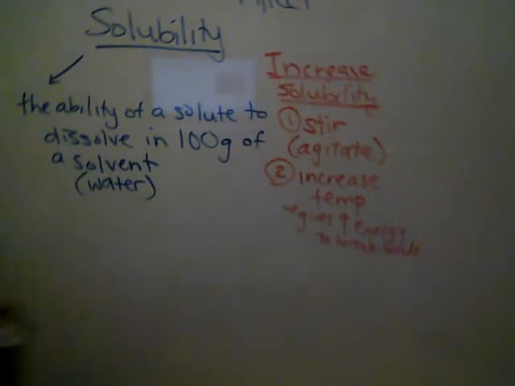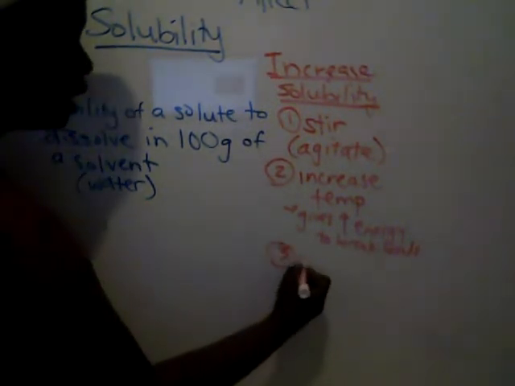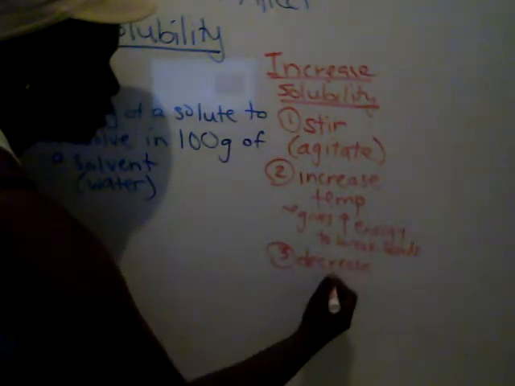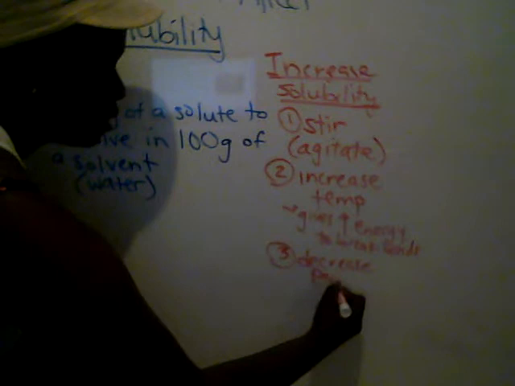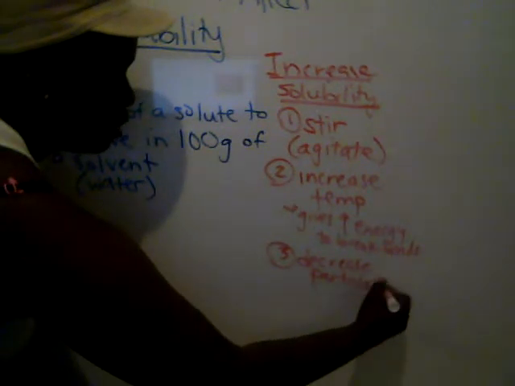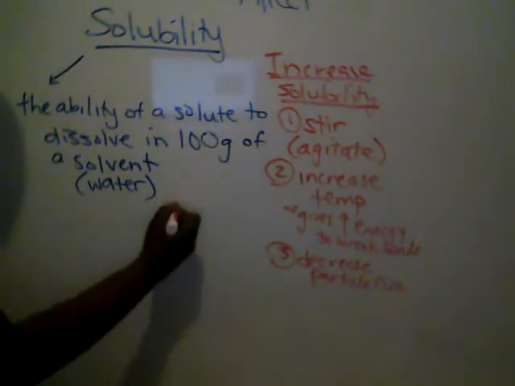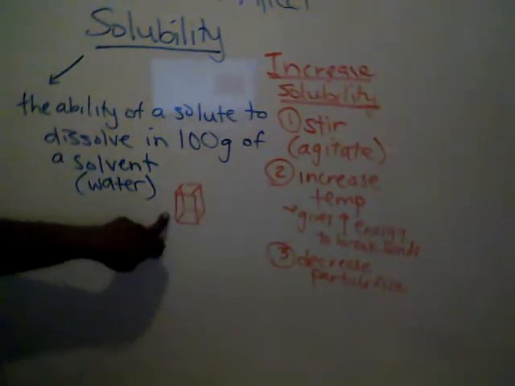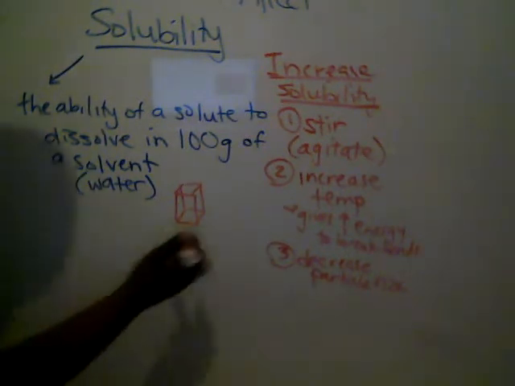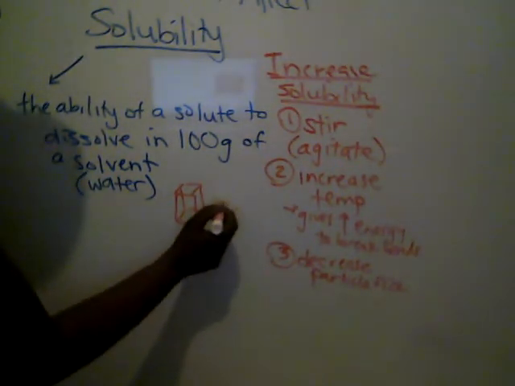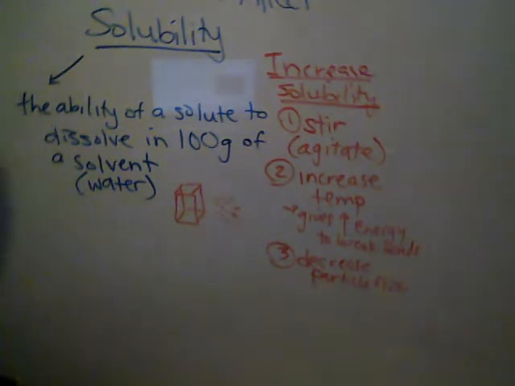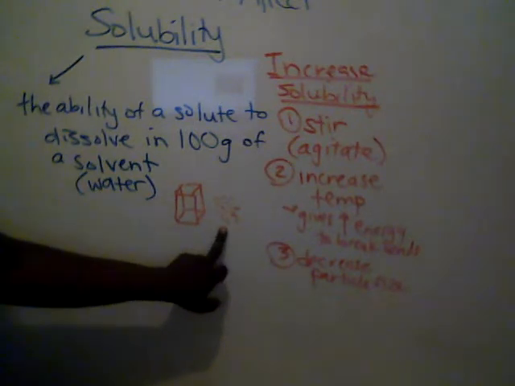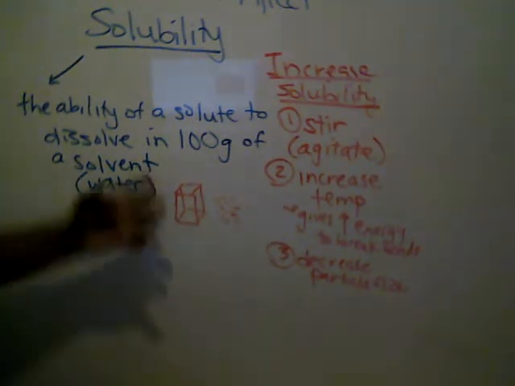And then the third thing that we can do to increase solubility is to decrease particle size. Okay, so what does that mean? If we have, let's say, a block of sugar, a cube of sugar, instead of having a cube of sugar, we could grind it up into smaller pieces and have granulated sugar and put that into water. Between these two, this one's going to dissolve faster because the particles are a lot smaller. They're easier to break apart than something that's stuck in this big block.